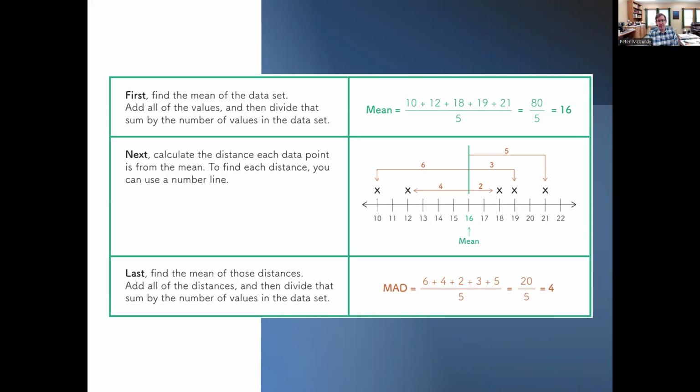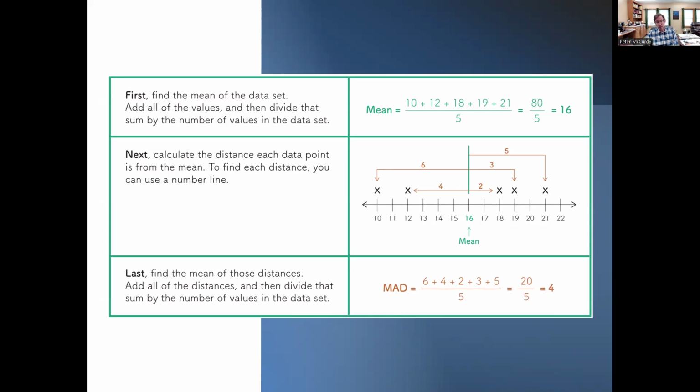Then we have to find the distance from 16 to each of those data points, each of those numbers that we looked at. If you look at the number line, you can count over from 16 to 15, 14, 13, 12, which is over 4. All the way over from 16 to 10 goes over 6. From 16 up to 18 goes 2. From 16 to 19, it goes 3. From 16 to 21, it goes 5.